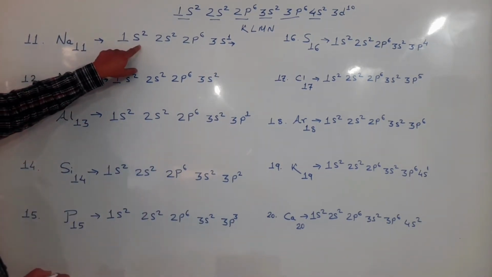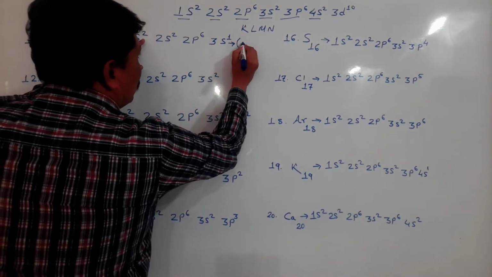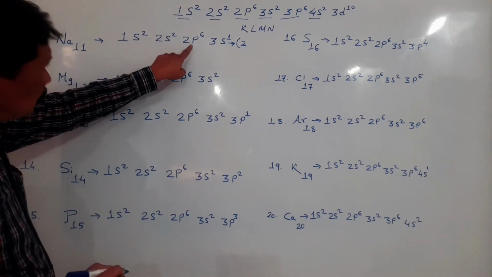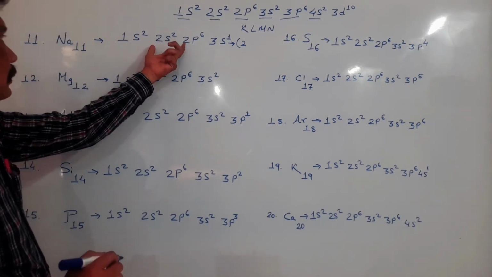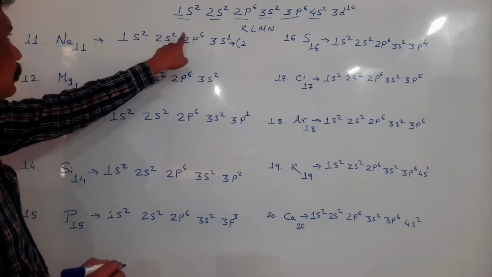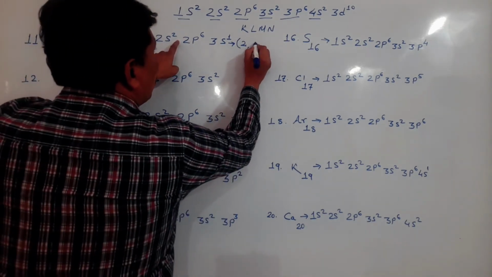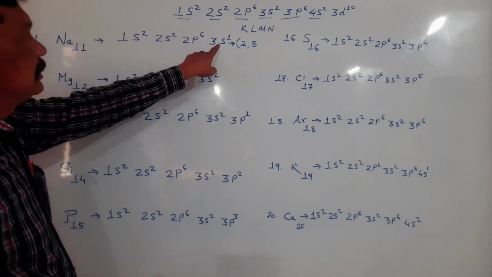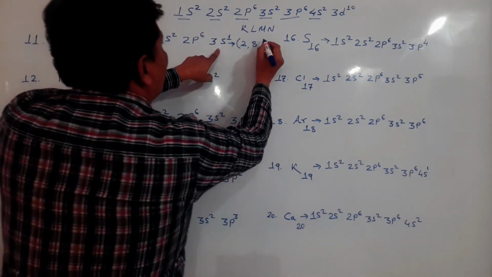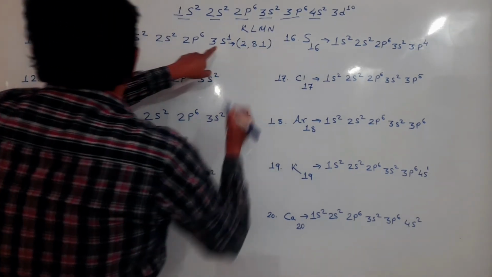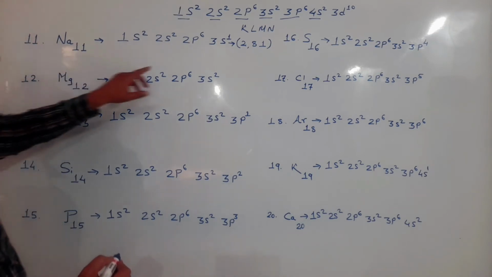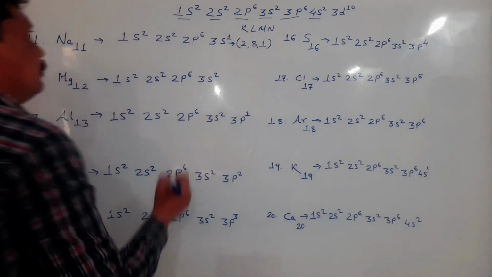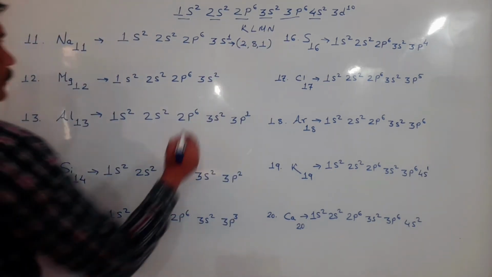First orbit 1s, electrons 2. 2s and 2p, 6 plus 2, 8. And the third orbit is 3s1. So we can write here atomic number 11, electronic configuration 2, 8, 1, that is 2 plus 8, 10 plus 1, 11, correct.